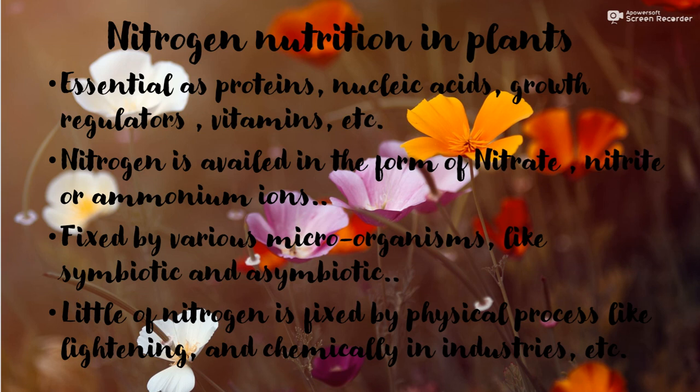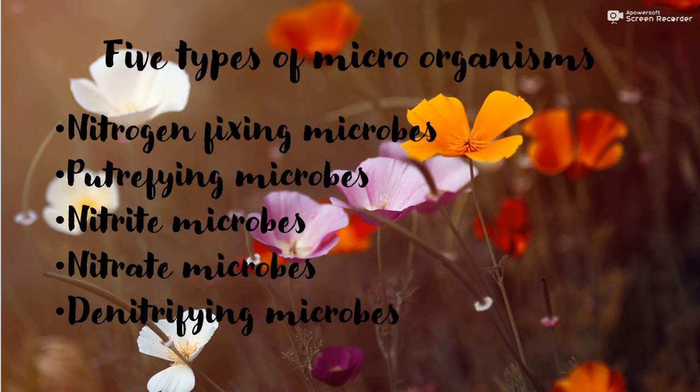And now we need to learn the 5 different microorganisms which are helpful in this nitrogen metabolism or nitrogen nutrition in plants. These are groups of microorganisms; each and every type is a group. So first, there is a group of nitrogen fixing microbes found in the atmosphere. These nitrogen fixing microbes fix atmospheric free nitrogen in the form of nitrate or nitrite, or sometimes ammonium too. Some of the nitrogen fixing microbes are symbiotic and some are asymbiotic.